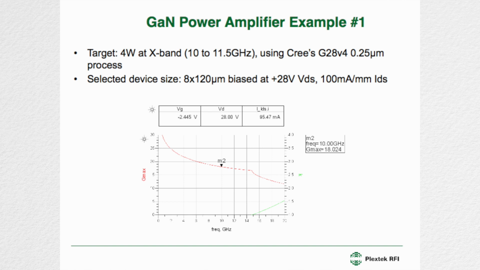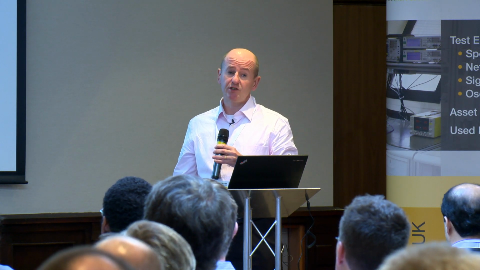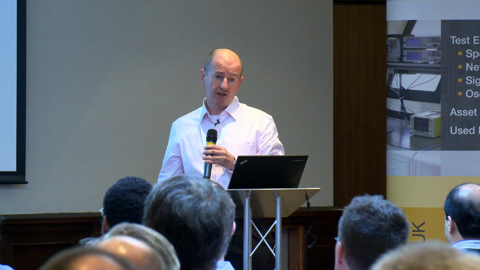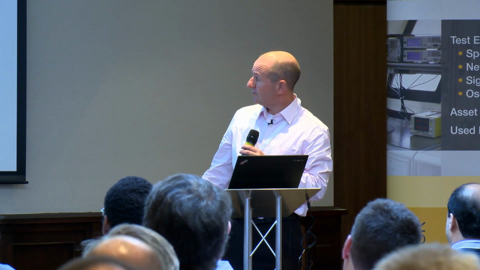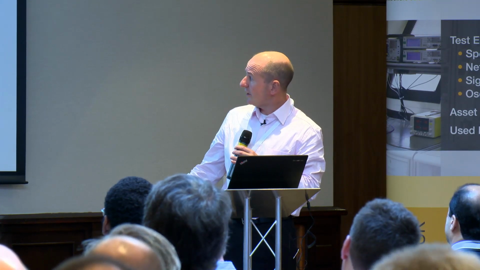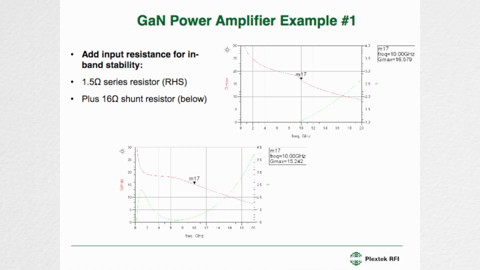And we've plotted here the Gmax, and what you can see is we've got really a ton of gain for one device, 18 dB. And to be honest with you, the source coupled field plate helps with this because it reduces the capacitive feedback from the drain to the gate. So you get a lot of gain from a single device. We are in a region of potential instability or conditional stability.